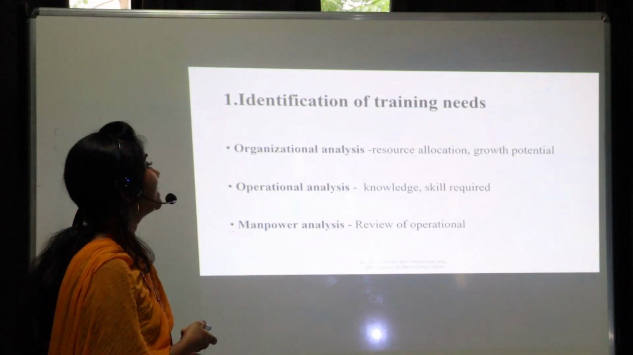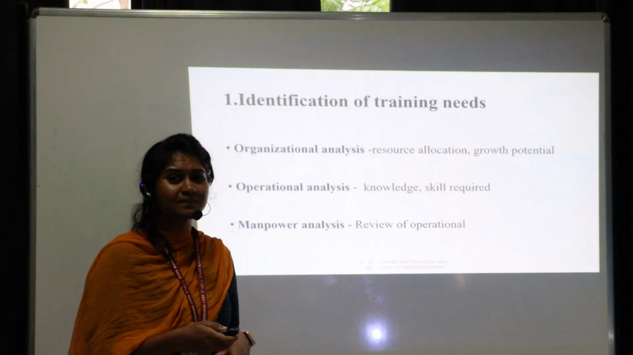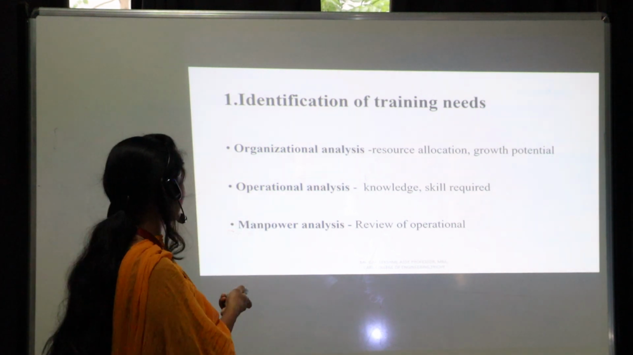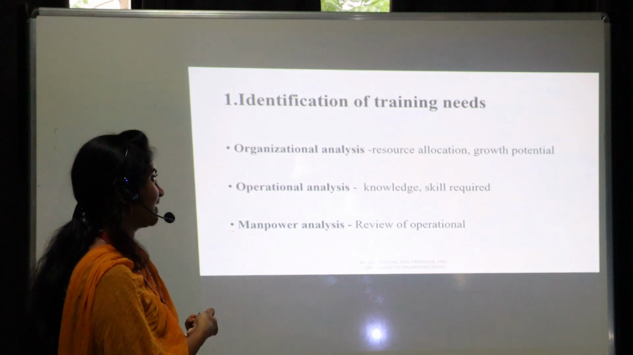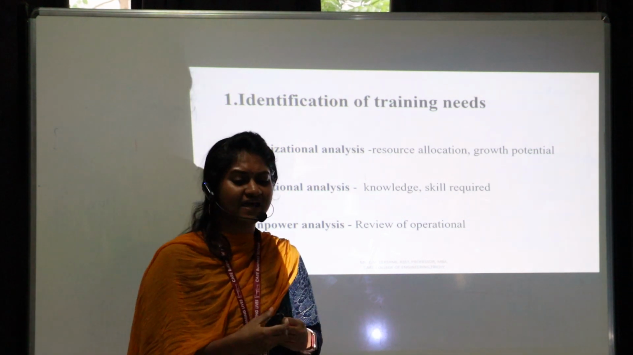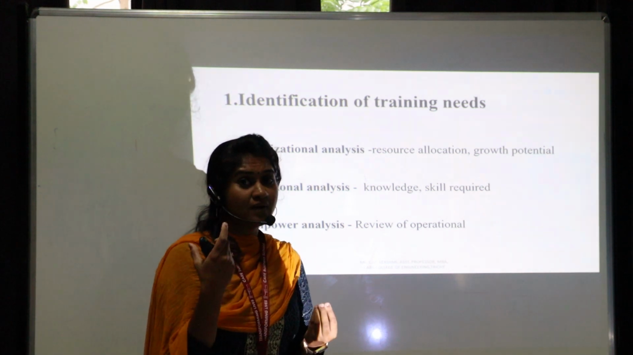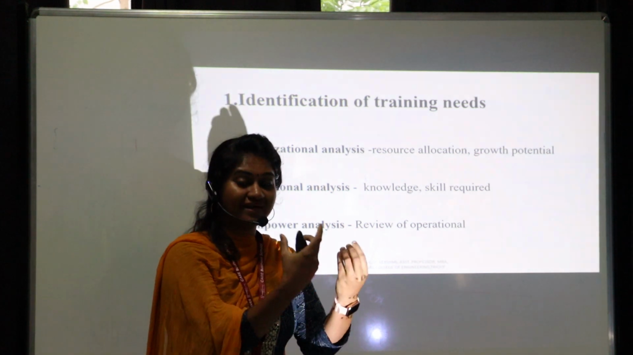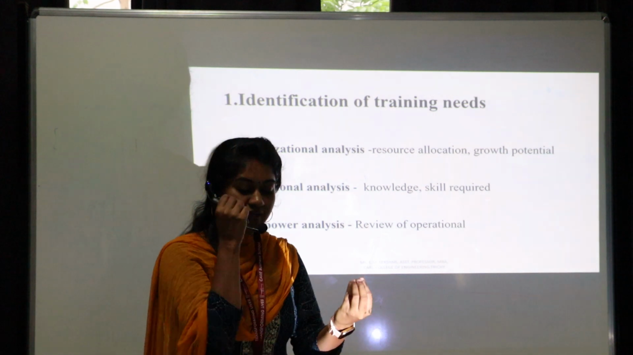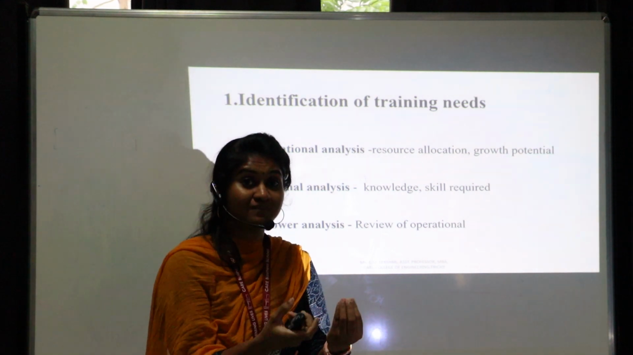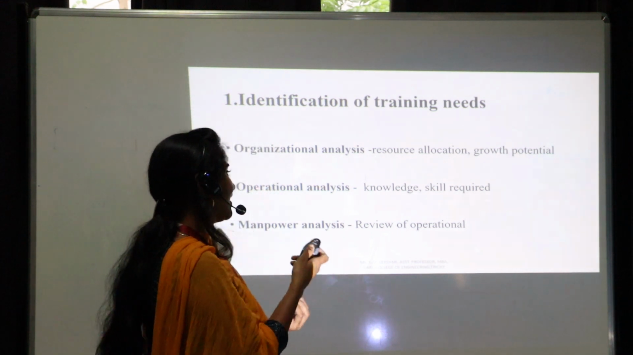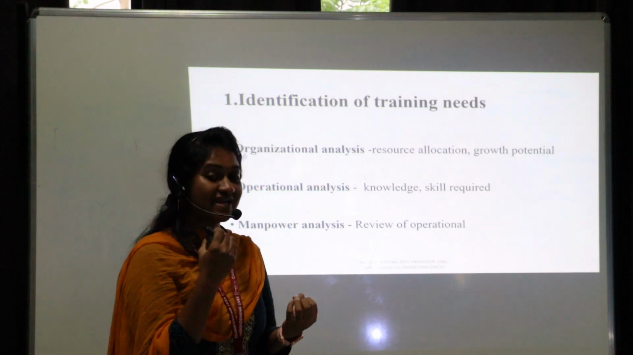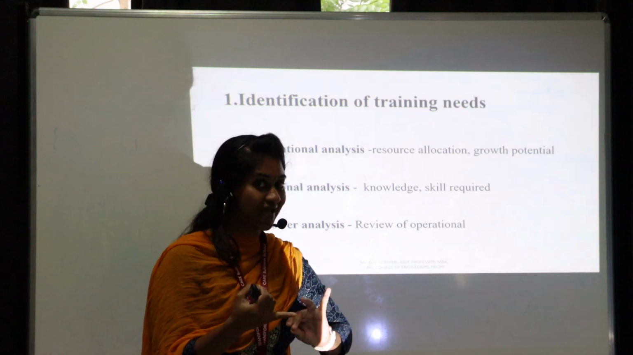So the first one is identification of training needs. We can segment it into 3 categories, that is organizational analysis, operational analysis, and manpower analysis. So in an organization, there will be some resource allocation, and many employees do not know why it is actually being used. So in order to do so, definitely we should give them training, for effective utilization of resources. Each and every employee should have some knowledge as well as skills.